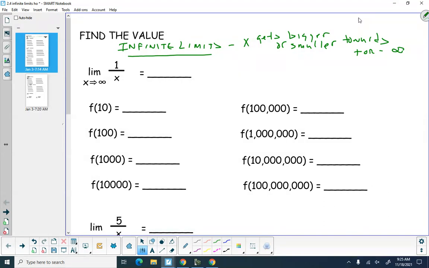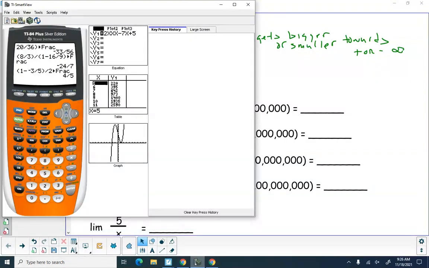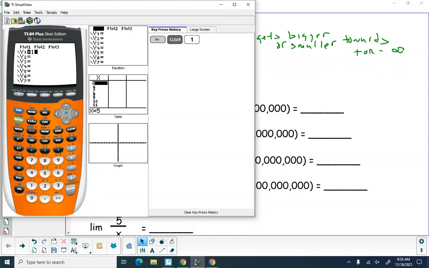And what we're going to do is go back to our basic idea of limits, the fundamental idea of limits, and use our function values in our calculator. We want to type in our function y equals 1 over x, 1 divided by x. And we want to calculate our values as x gets bigger and bigger.